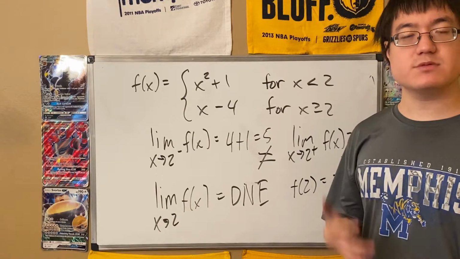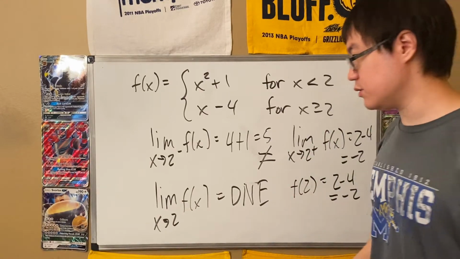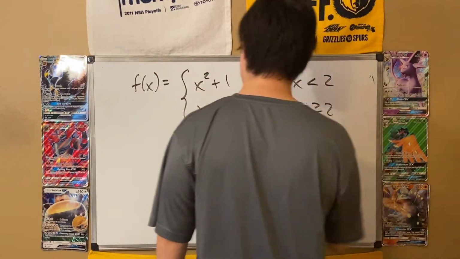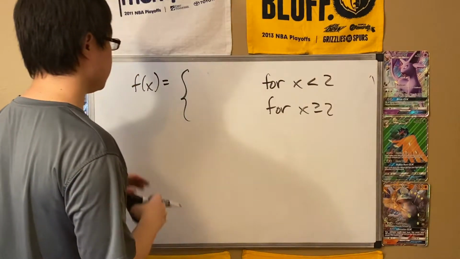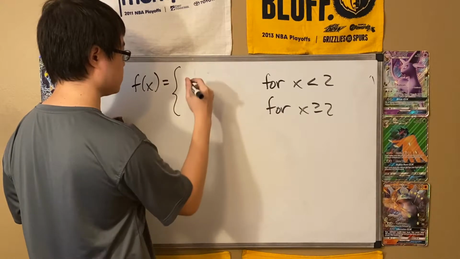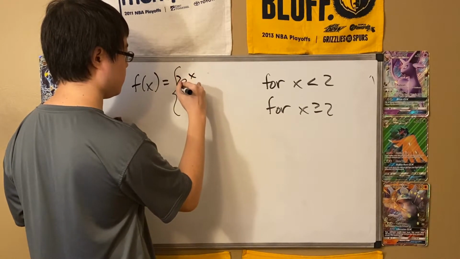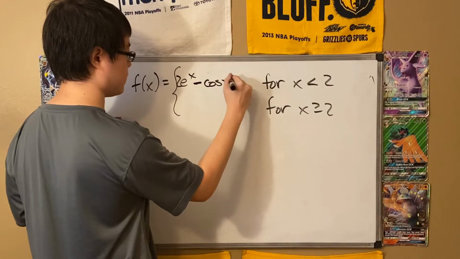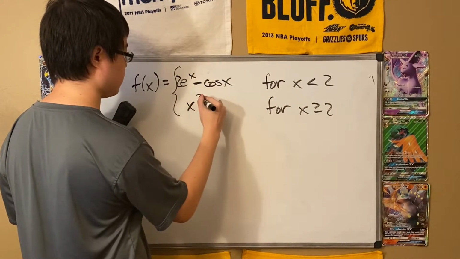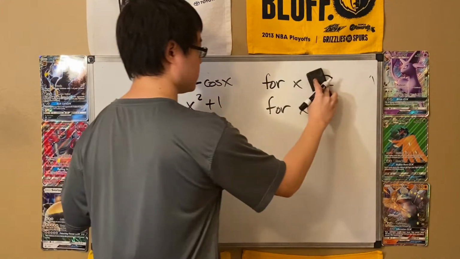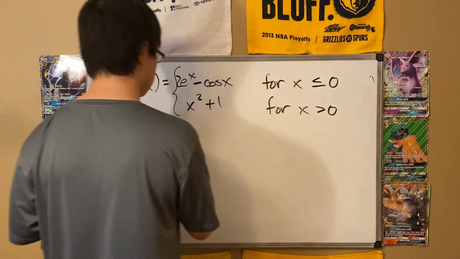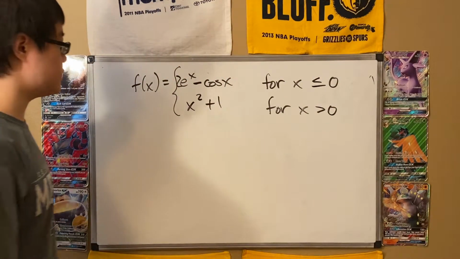So let's do another example of this where we're going to try to prove that a function is continuous. So let me erase this. Let's take this function right here. Let's move this curly brace over a little bit. It's going to be 2e to the x minus cosine of x. Then my next function on the bottom is going to be x squared plus 1. Then we're going to change this number right here. Less than or equal to 0, greater than 0. So I believe I have this correct.